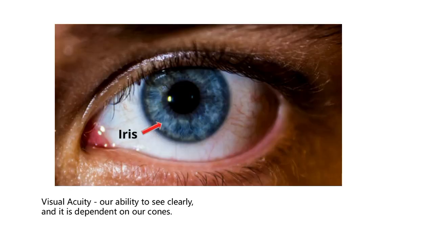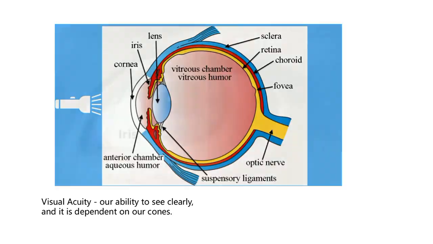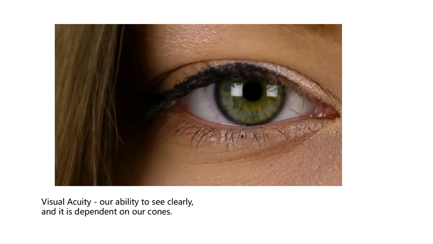Through a process known as accommodation, muscles around the lens alter its shape to adjust to viewing objects at different distances and to allow the lens to focus light on the retina. Finally, the retina will convert light energy into neural energy.